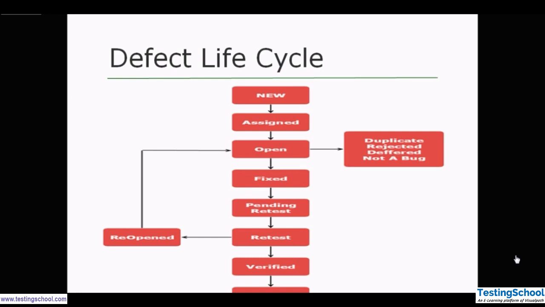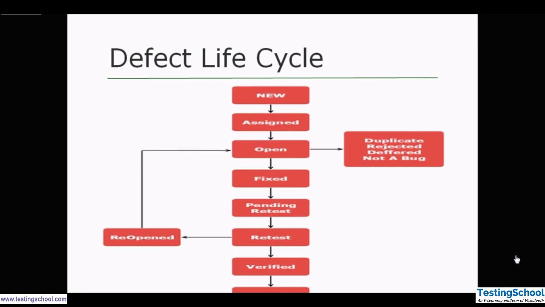And after the fix is done, he moves that status to Pending Retest. So Pending Retest comes to the tester. Then the tester moves that to Retest. After the retesting is done and it is successful, it moves to Verified and the defect is closed. But once the retesting is done and it fails again, the tester reopens it. So it is moved to the Reopened state from Retest.